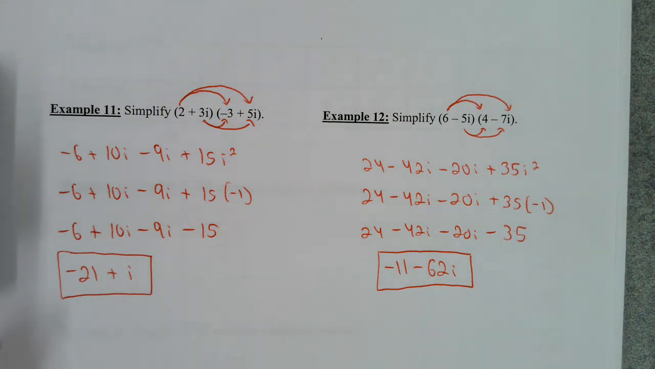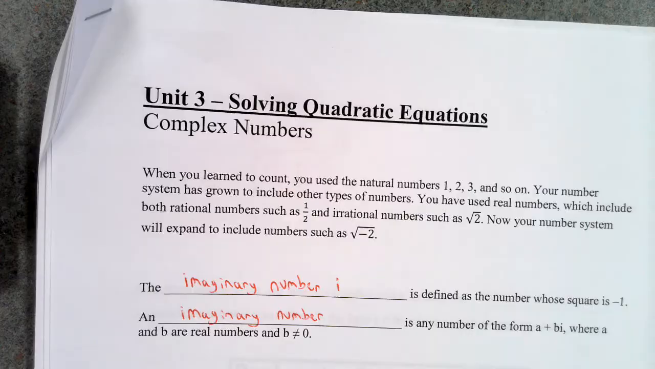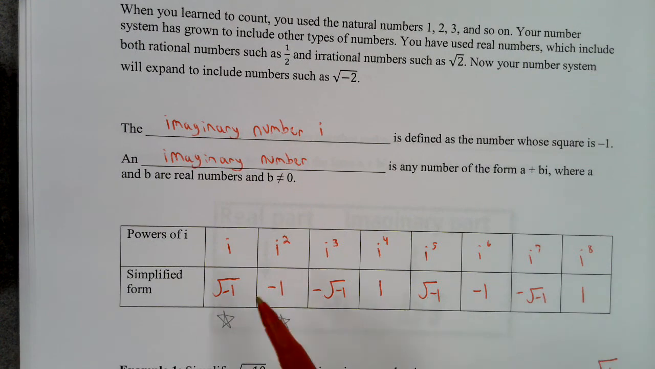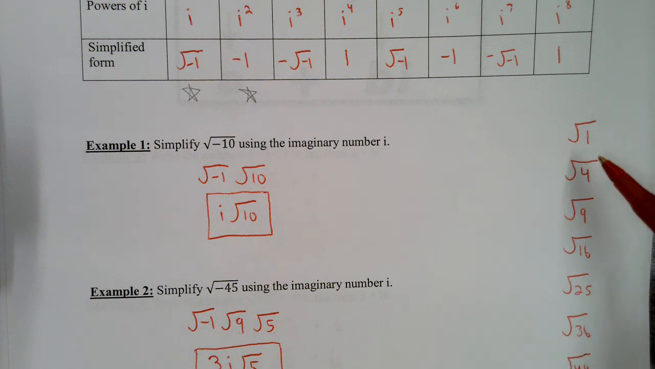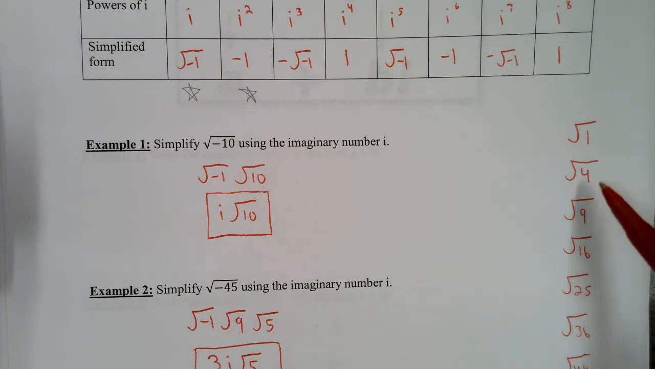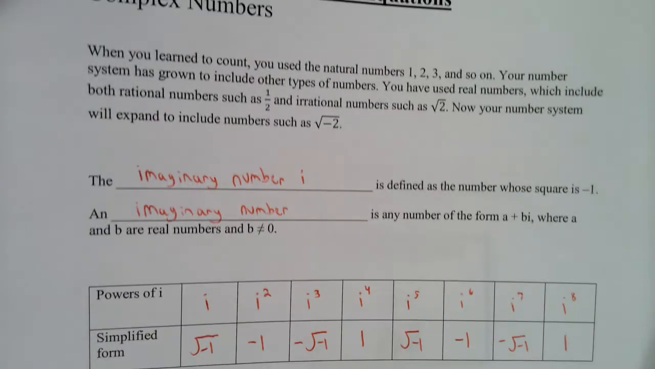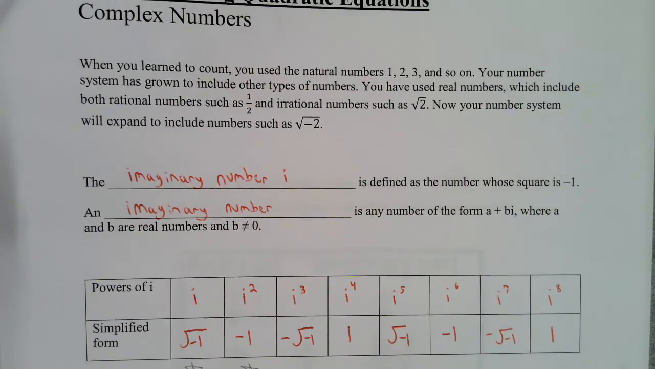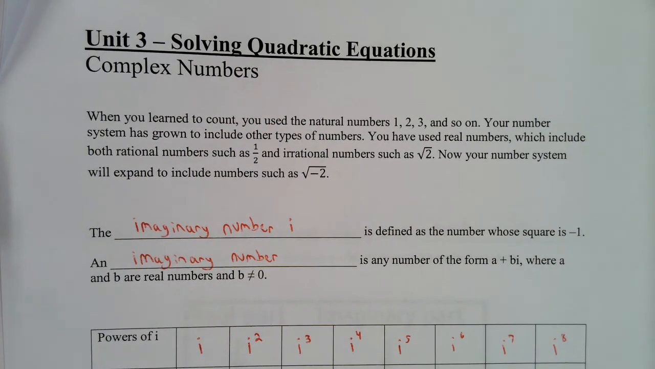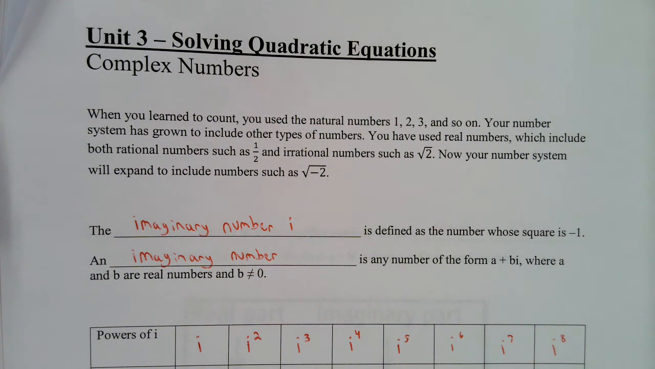So that is the end of that lesson. That was Unit 3, Lesson 1. The lesson was called Complex Numbers. You definitely want to make sure you know these first two, i and i squared. And you really want to make sure you know this list of perfect square numbers. Preferably, you should have them memorized up to 225. We are going to go over that more in Lesson 3, I think, in this unit. So that's the end of that lesson. Complex numbers.